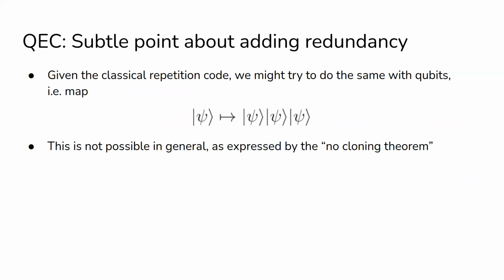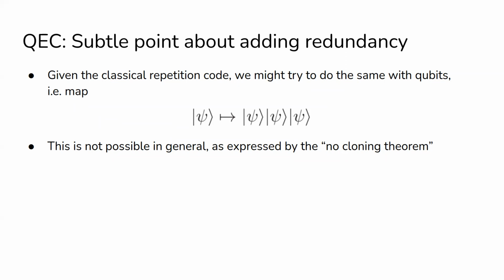Okay, good. So in the classical space, we said let's copy all the bits. Let's just add redundancy. So we might want to do that in the quantum space and take some state psi and make 3 copies of it. And you can't do this in general, as expressed by the so-called no cloning theorem. By a show of hands, how many people have heard of no cloning? Majority of people. So, what it says is you can't do this in general.